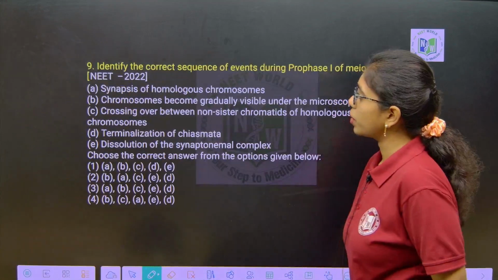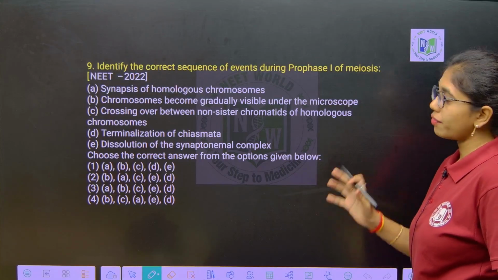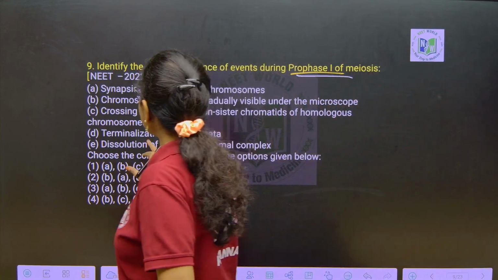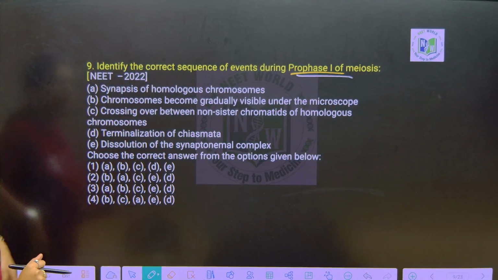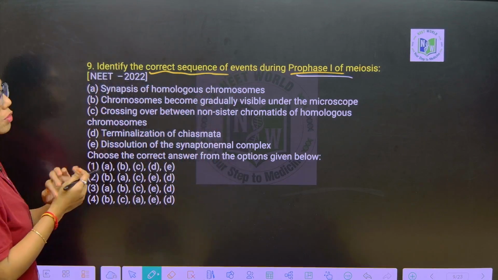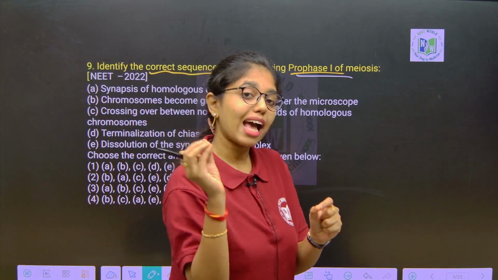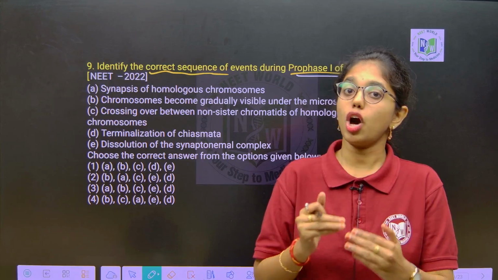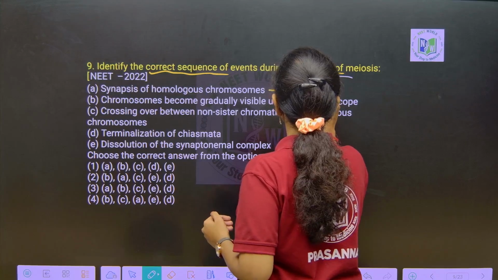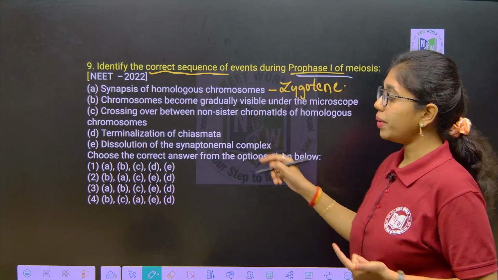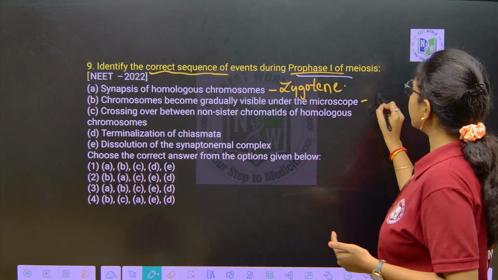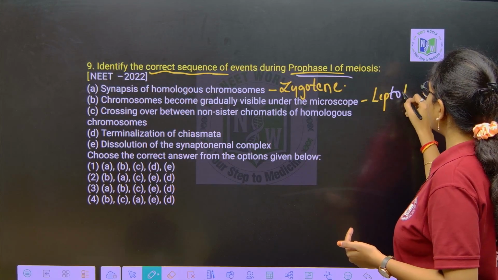Next question: identify the correct sequence of events during prophase 1 of meiosis. Synapsis of homologous chromosomes, we have to identify the sequence. Synapsis, synaptonemal complex formation or bivalent formation takes place during zygotene. In B, chromosomes become gradually visible under the microscope. This happens in the first stage, that is leptotene.